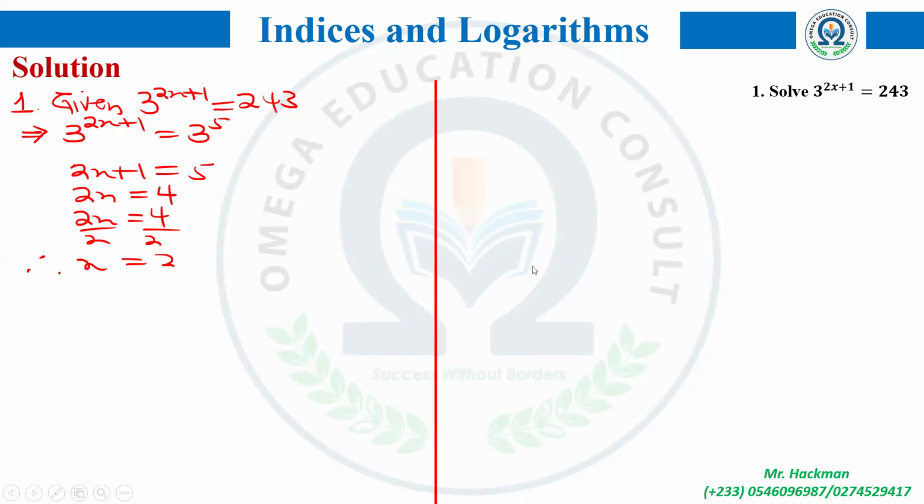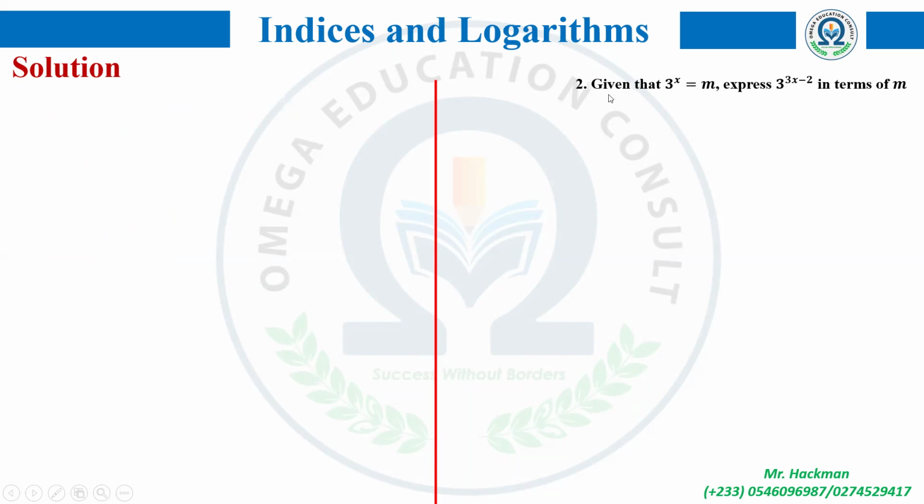Okay, now we are going to move on to question 2, where you were given 3 to the power x is equal to m. Express this in terms of m. So quickly again, we write the major question number 2. And this relation, you really need it, so we are going to extract it.